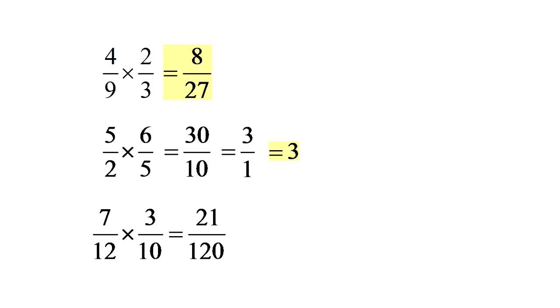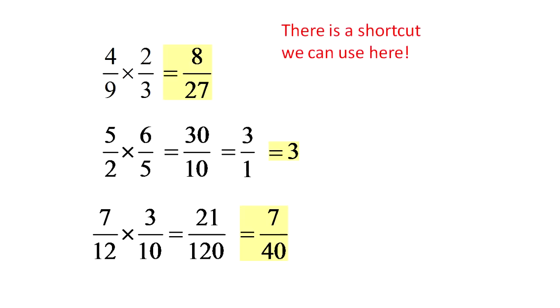These share a factor even if you don't immediately see it. If you add up 2 plus 1 is 3, and 1 plus 2 plus 0 is 3, that means they're divisible by 3. And so 21 is obviously 7 times 3. 120 is actually 3 times 40. So when you cancel out that factor, you end up with 7 over 40. Now both these last 2 examples show a shortcut that we can use, and this shortcut's really, really nice.